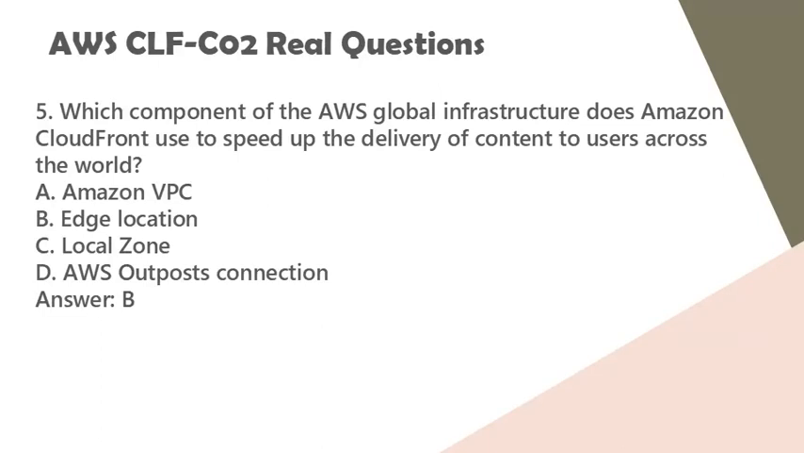5. Which component of the AWS global infrastructure does Amazon CloudFront use to speed up the delivery of content to users across the world? A. Amazon VPC. B. Edge location. C. Local zone. D. AWS Outposts connection. Answer: B.